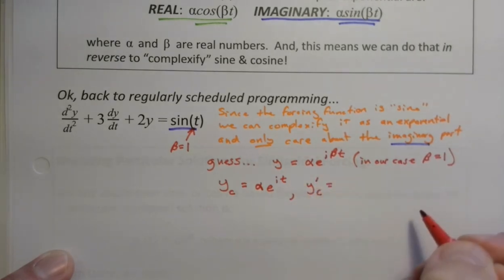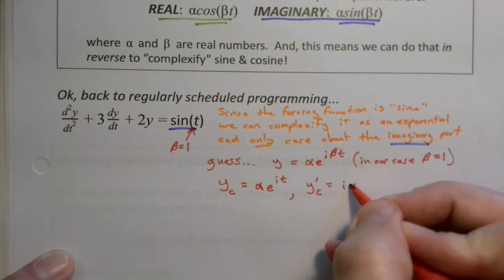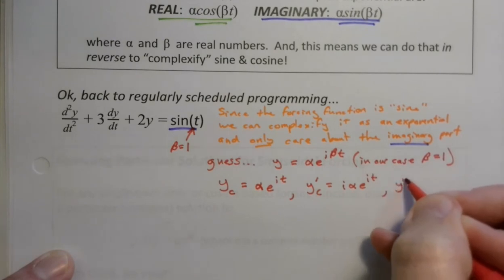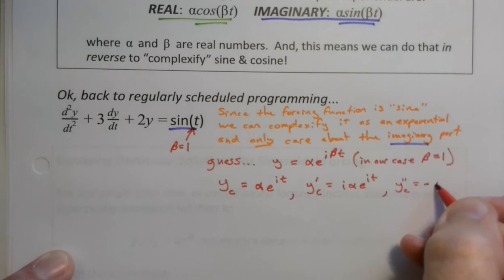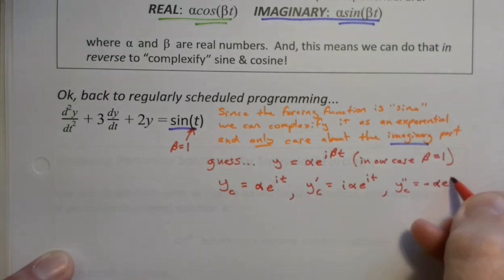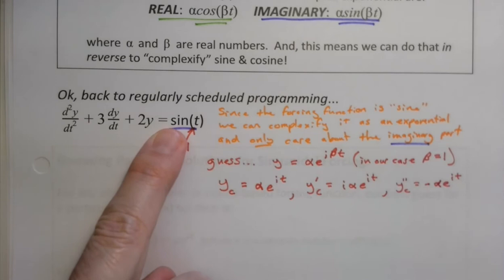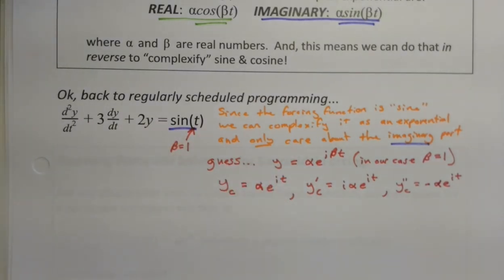And if that's the guess for our solution, then that means we need to know its first derivative and its second derivative. And taking the derivative works exactly with imaginary numbers. It works exactly like it would before. We just pull the I down front, and we get I alpha e to the it. And its second derivative is going to be the I comes down again and creates a negative 1, so negative alpha e to the it. And so the purpose here is we've just avoided having to guess multiple terms. We just have one term. It's just one exponential. So let's see what happens.